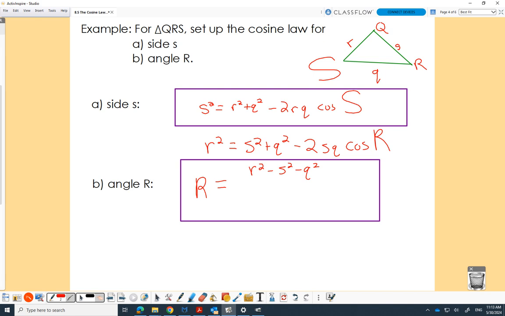I didn't leave myself enough room. I'm just going to move that over, okay? I'm not changing anything. I'm just moving it over. Then I'd have to divide by this thing, -2SQ. And then I need some help from a very clever friend. Since I'm finding an angle, I'm going to have to inverse cos it. Yeah?